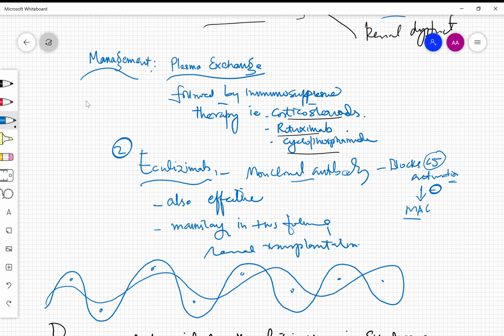So when C5 activation is blocked, there is no more membrane attack complex. It doesn't allow the membrane attack complex formation, and what happens is that further endothelial damage is stopped. It's very effective, and also in the renal transplant patient where atypical HUS occurs.